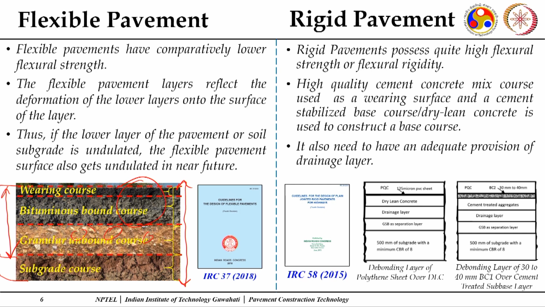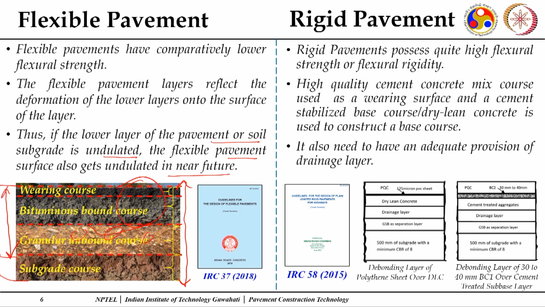So, if there is some major deformation happening in, say, your granular course, the upper layer resting over it will also get deformed, and in due course of time that deformation can get reflected on the top of your pavement course. Thus, if the lower layer of the pavement or soil subgrade is undulated or deformed excessively, the flexible pavement surface also gets deformed in the near future.